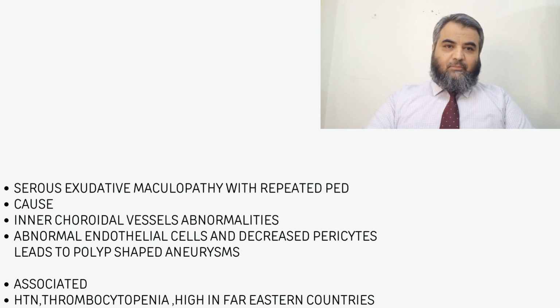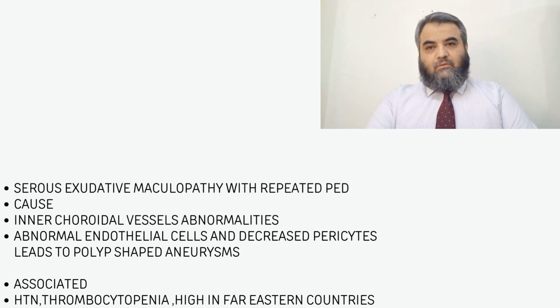Due to this abnormality in the blood vessels, these blood vessels are more prone to outpouching or aneurysm formation and ultimately to the leakage. There are a number of factors which have been associated with this, for example, hypertension, thrombocytopenia, and even certain races. For example, it is more in Far Eastern countries as compared to Caucasians.